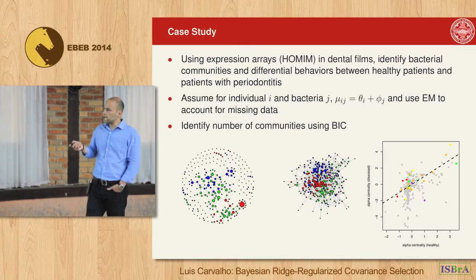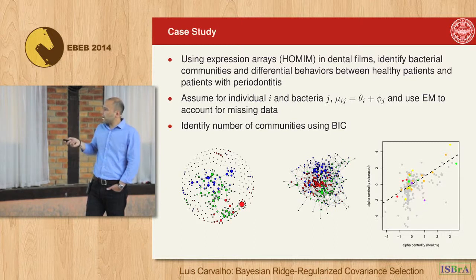So this is the inferred latent community for the healthy patients. You can see that it's very sparse. There's basically not much going on in this case. And this is the inferred latent network for the patients with periodontitis, with the disease. And you can see that it's much more connected in this case.